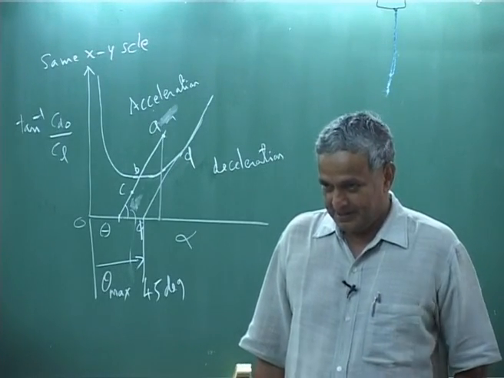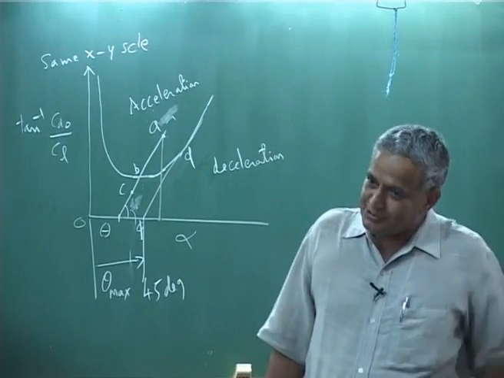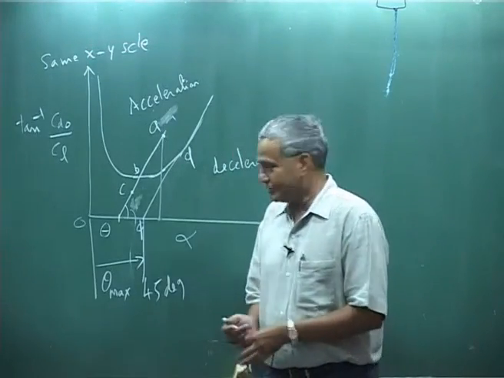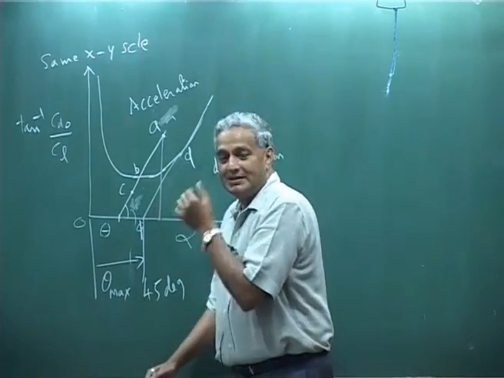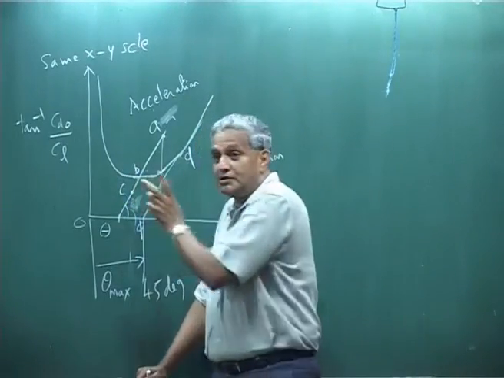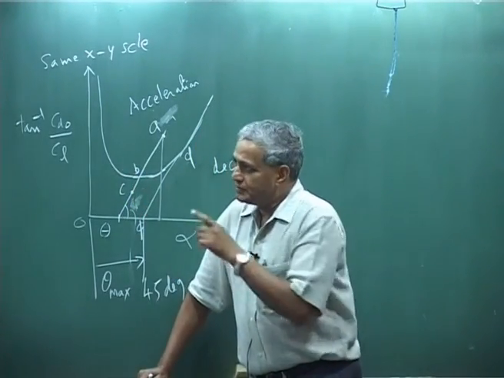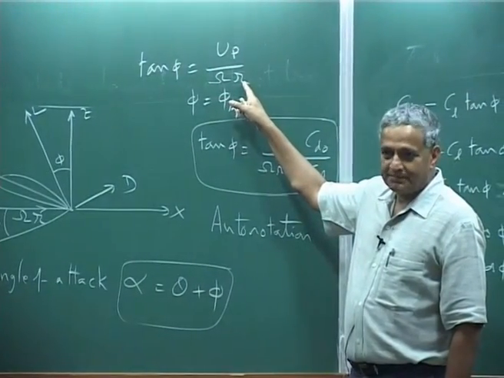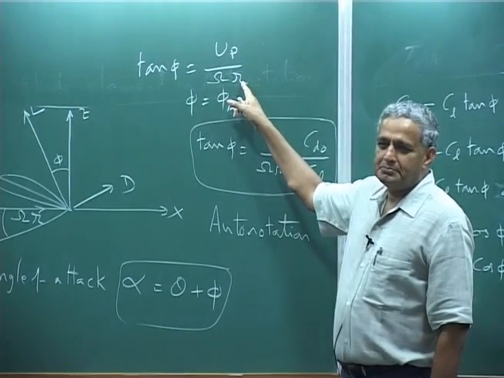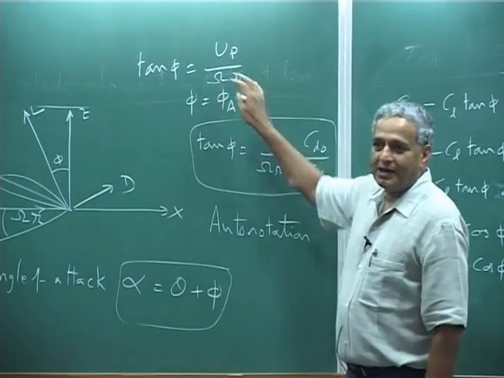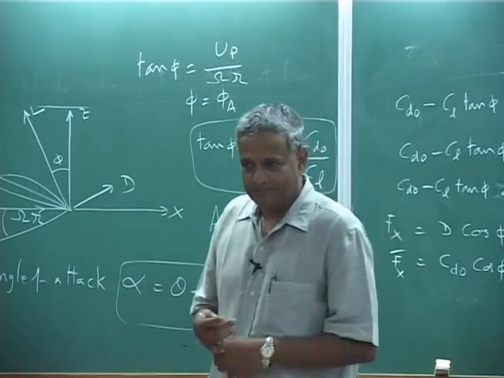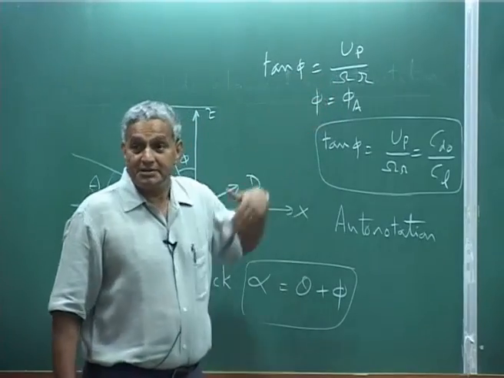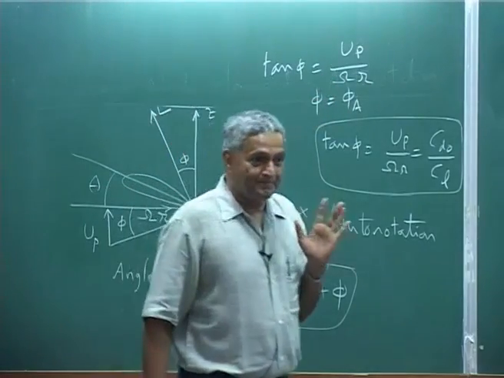Okay. And immediately he has to reduce the collective, but how much he will reduce, that is another question. Usually reduces. Now, there is one more interesting thing. You know that tan phi is up over omega r. So, what is the maximum omega r you can have? When you have maximum omega r, phi must be minimum.